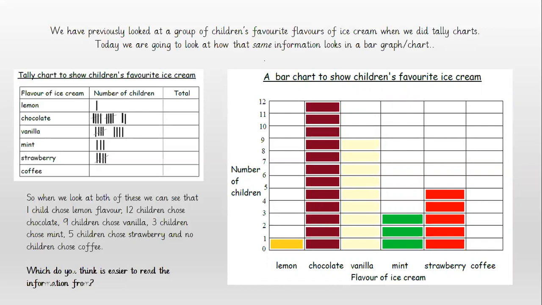Now, I wonder, which one do you think is easier to read the information from? Would it be easier to read the bar chart because it's got numbers? Or would you find it easier looking at the tally chart because you can count up quickly in 5s? Have a think about that and you can make your decision.